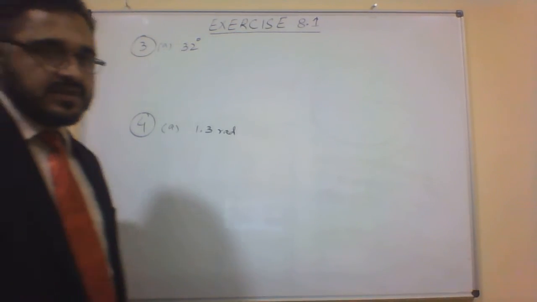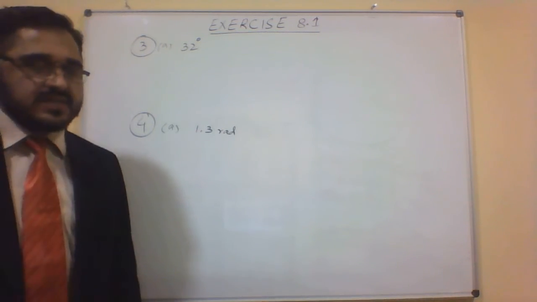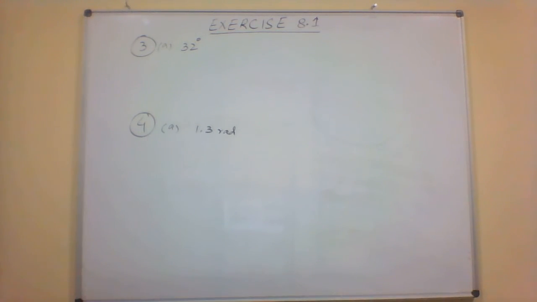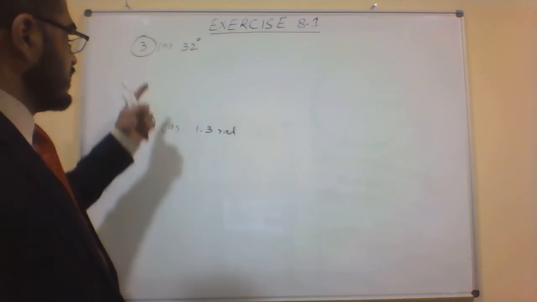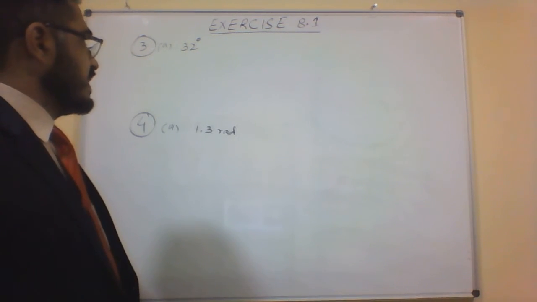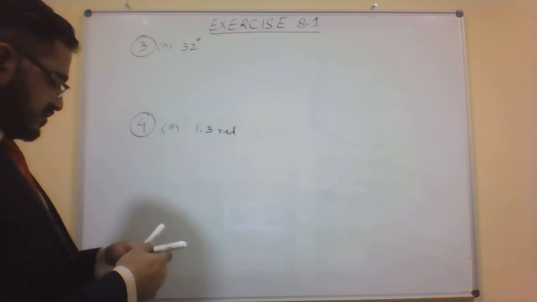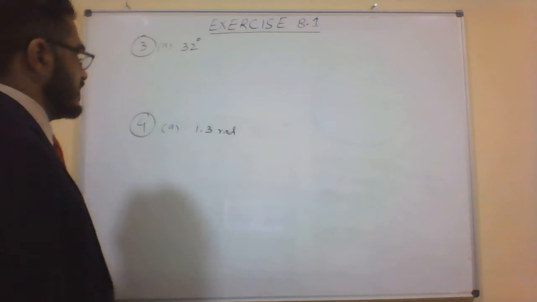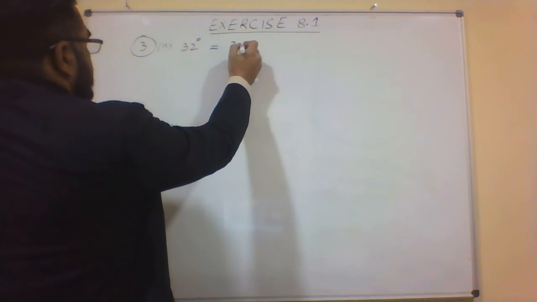Next question is question number 3. Here in question number 3, write each of these angles in radian correct to 3 significant figures. Right? Correct to 3 significant figures in radian. The first part here is in degree, 32 degree. How can we convert into radian, and then we have to write in 3 significant figures. This 32 degree we will convert into radian.